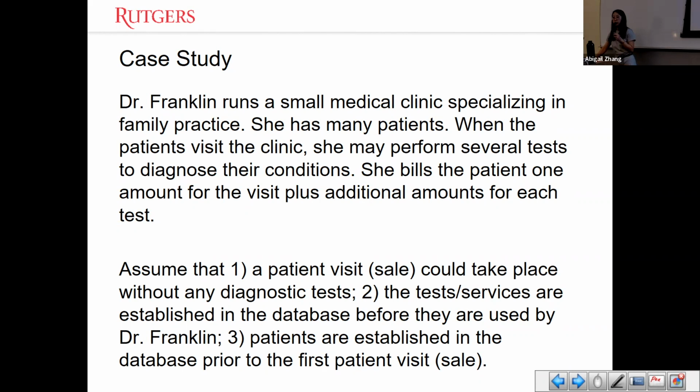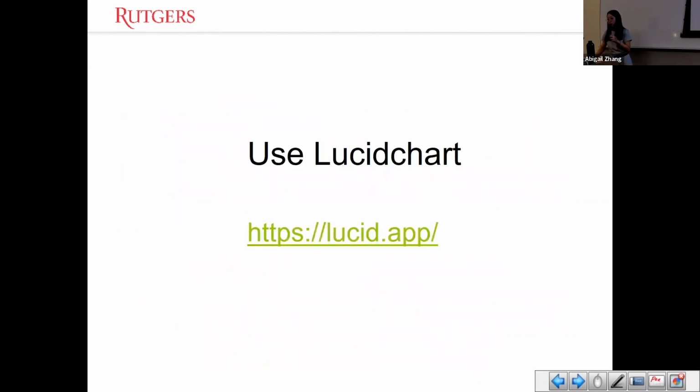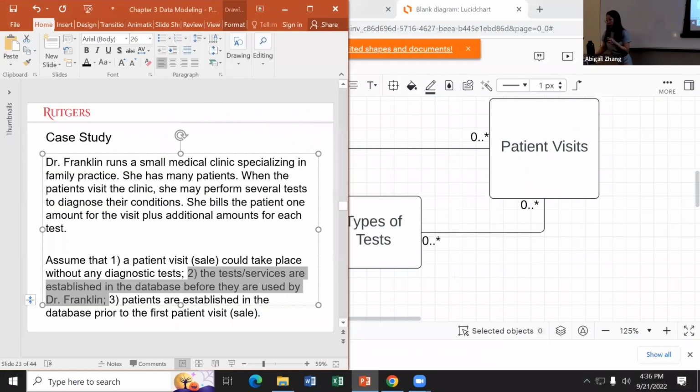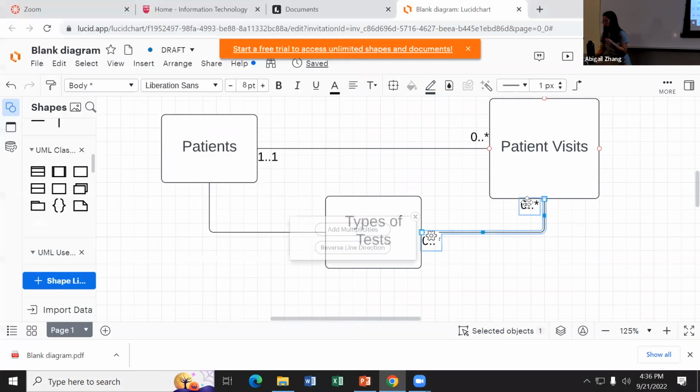So I can help you with that. And this is the challenging part. But before I explain, I want to hear others' voices. But you're on the good track here. The question is, when we are dealing with the multiplicity on the patient visits associated to the type of test, what should be the minimum multiplicity on the patient visit?